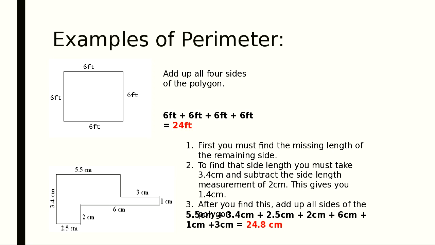And for our next one, it gets a little challenging. We have to first find the missing length of the remaining side. So to find that length, we're going to take the side of 3.4 centimeters and subtract 2 centimeters, because it'll add up to the full length of 3.4. And that is going to give us 1.4 centimeters. And then after, you're going to add all these sides up, and it's going to come out to 24.8 centimeters.